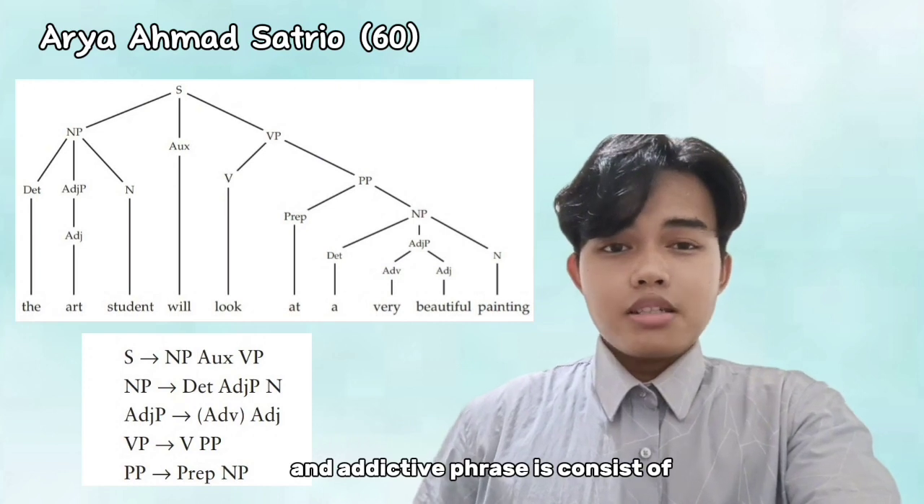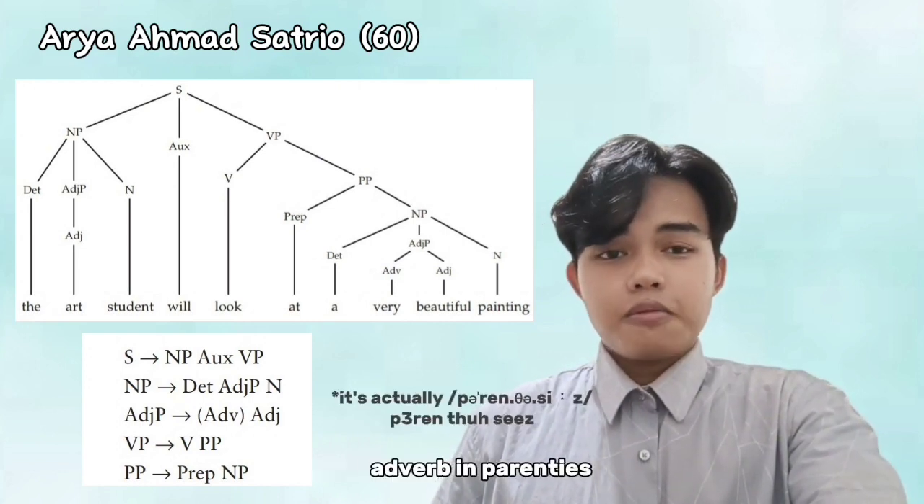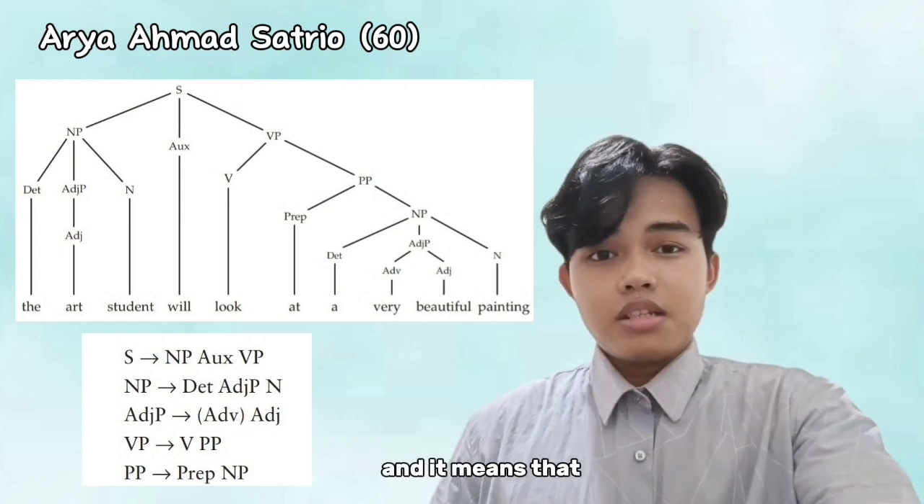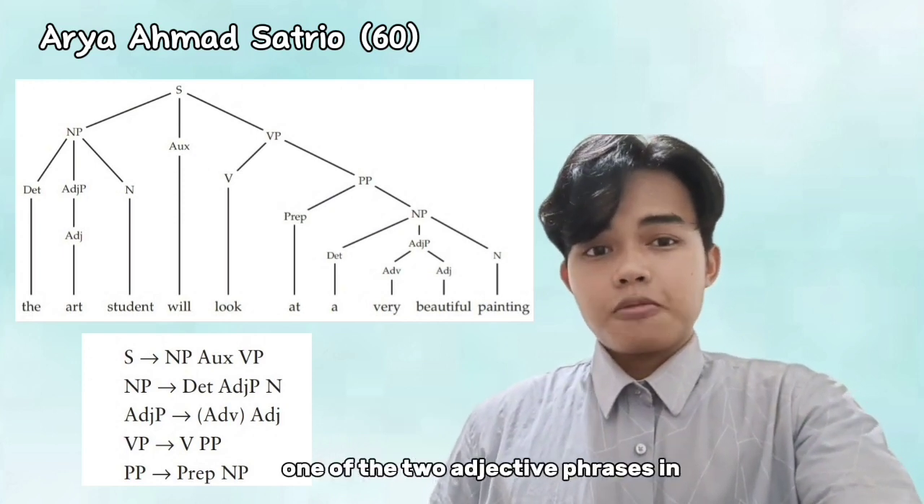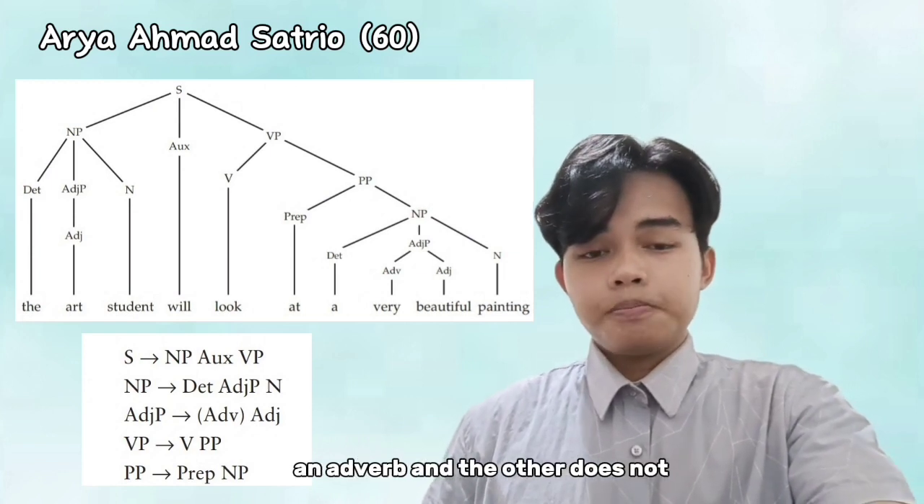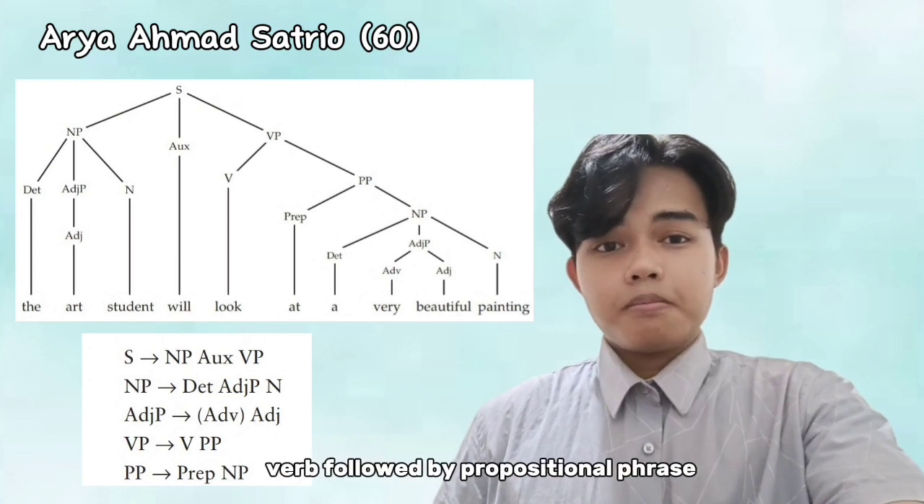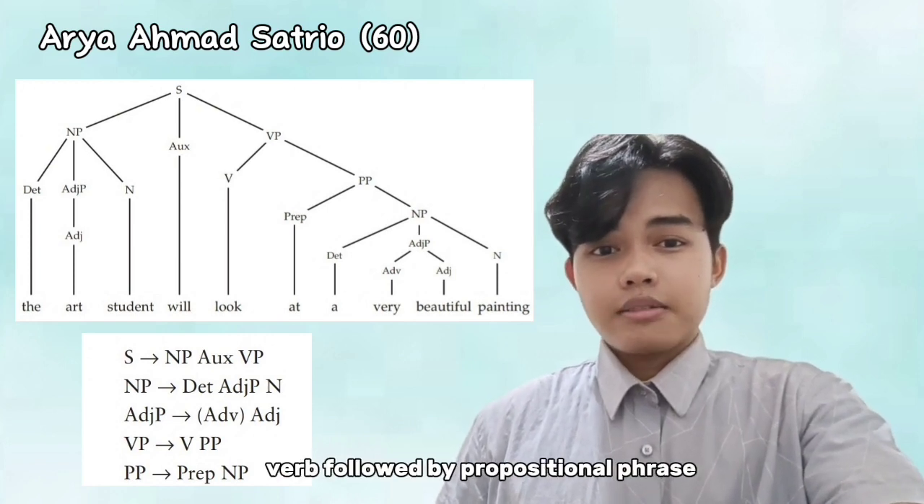And the adjective phrase consists of adverb in parentheses, followed by adjective, and it means that one of the two adjective phrases in the sentence includes an adverb and the other does not. The verb phrase consists of verb followed by prepositional phrase.